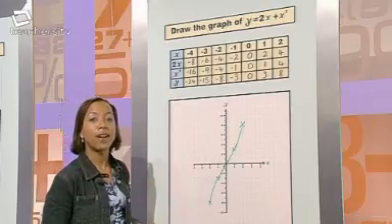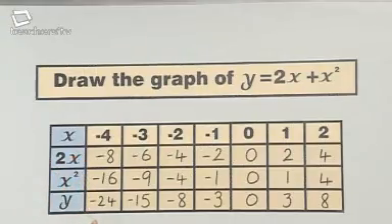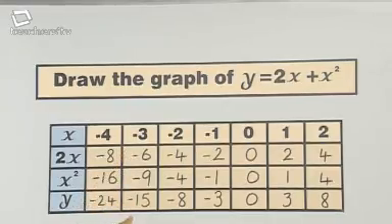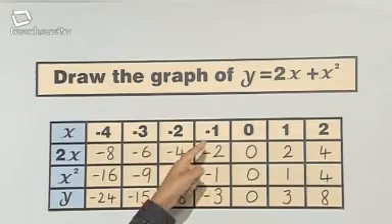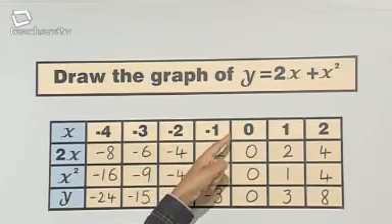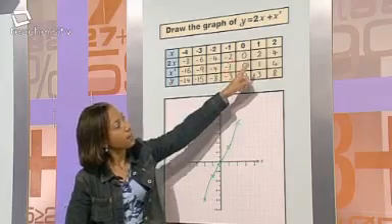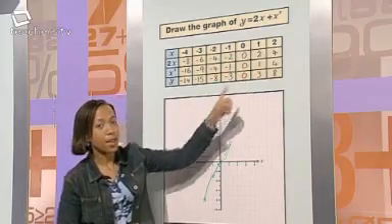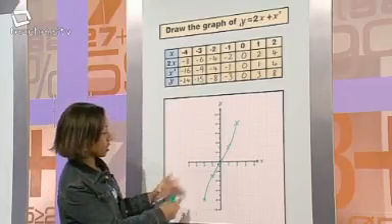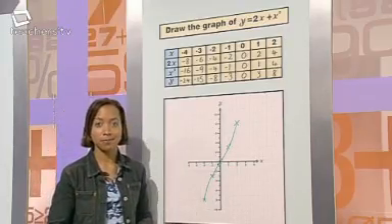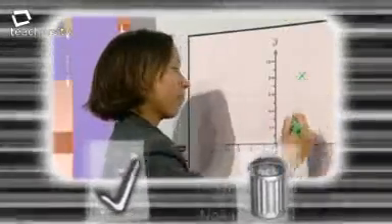Here's my table of values. The points to plot are -4, -24, -3, -15, -2, -8, -1, -3, 0, 0, 1, 3, and finally 2, 8. And when I plotted the points that fitted on this grid, this is the graph I ended up with. So who's working out slick enough to get the tick and who's going to crash out with the trash?